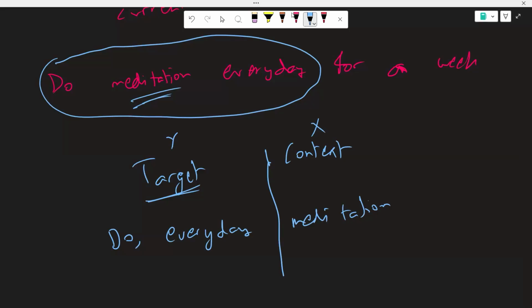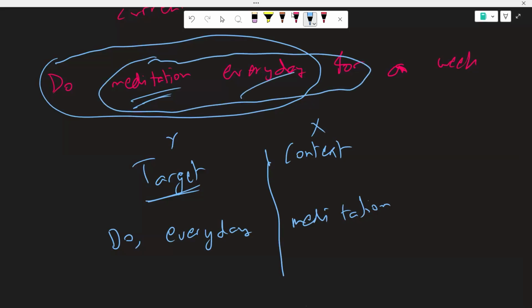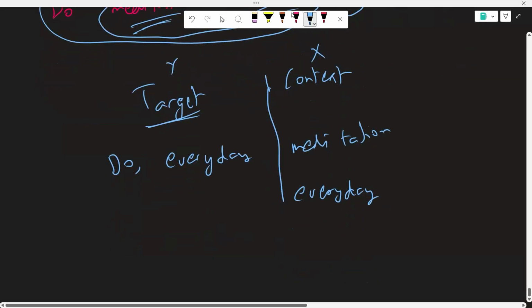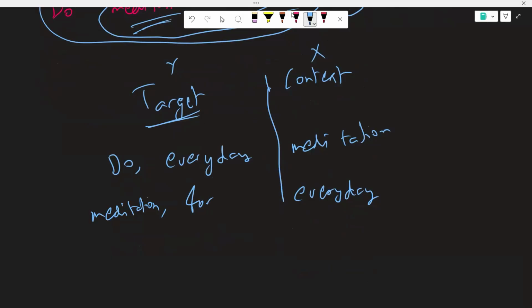Now, when you move ahead, you will have meditation every day for. So accordingly, every day will become your context. And what will you predict? You will predict meditation and for. That's the only difference.